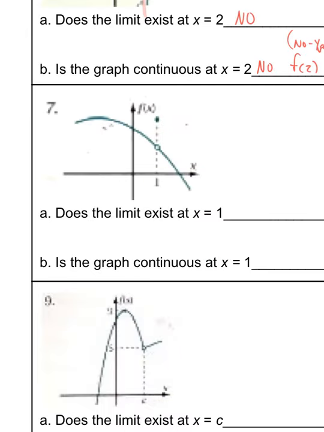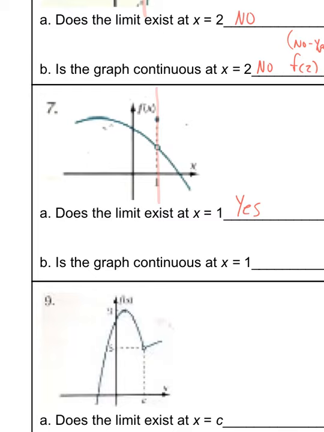Number 7, does the limit exist at x is equal to 1? Well, if we put in our vertical line and trace the graph, the left and the rights meet in the same place. There can be a limit at a hole. Think about it. That's just a pothole. You can hold hands on your date over the pothole. There can be a limit at a hole. So there is a limit. Yes.